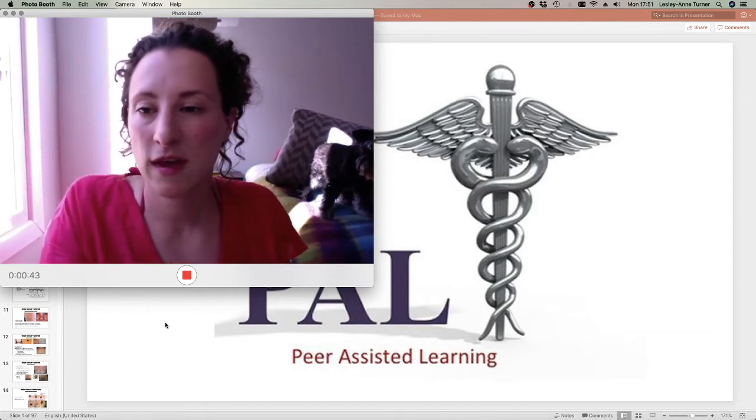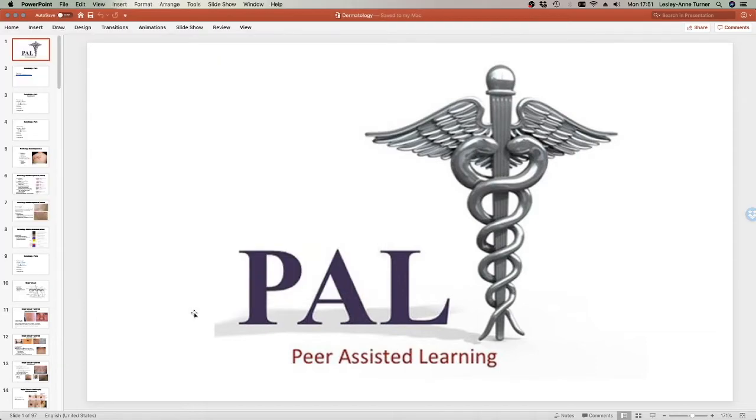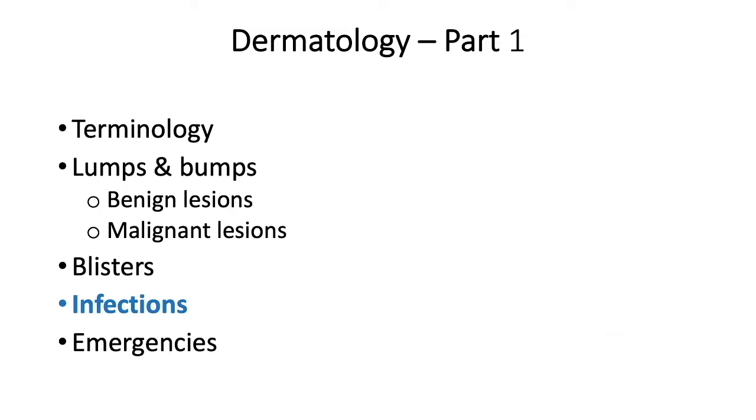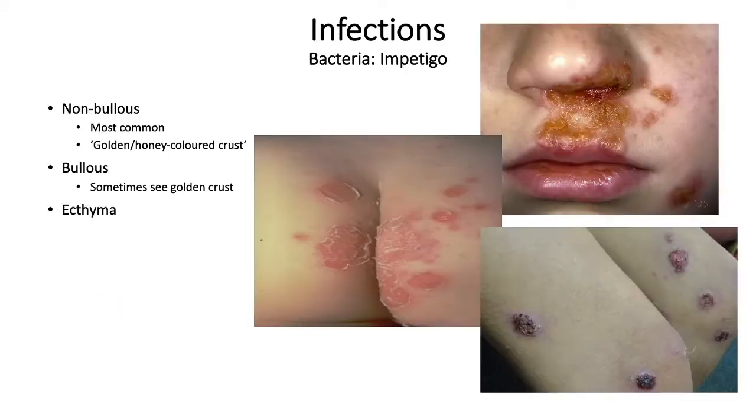So on to the talk for today, and that is part 2. In part 1, we finished with blistering dermatoses, or blistering skin conditions. We're now moving on to infections. So we're going to start with infections that are fairly superficial in the skin, and that is impetigo. We talked about impetigo in part 1.